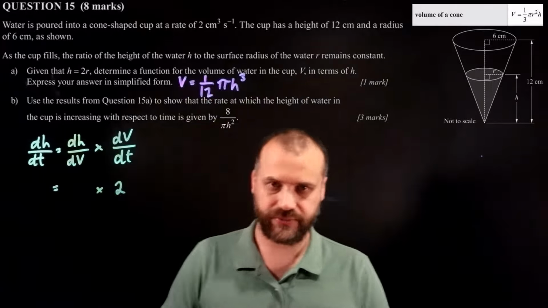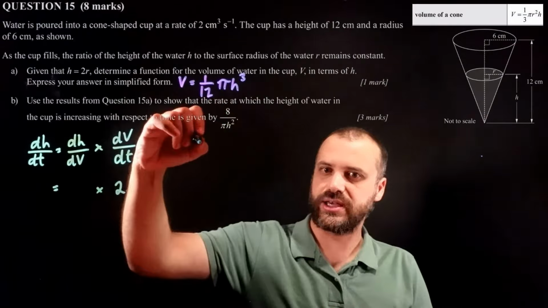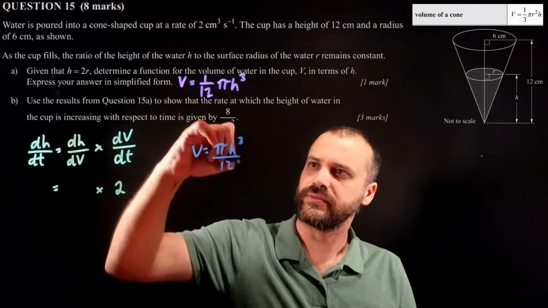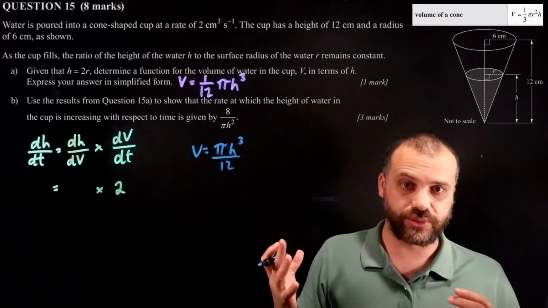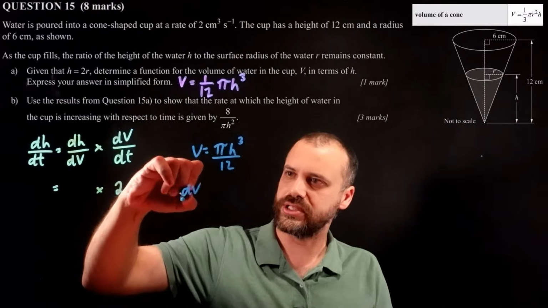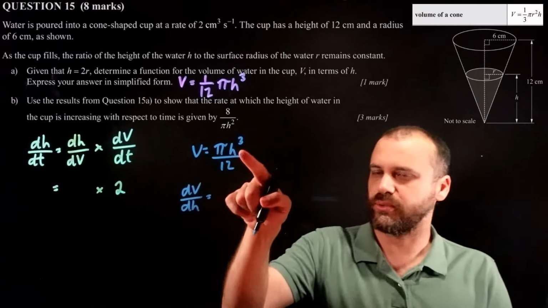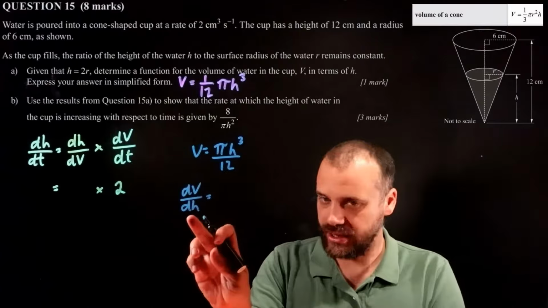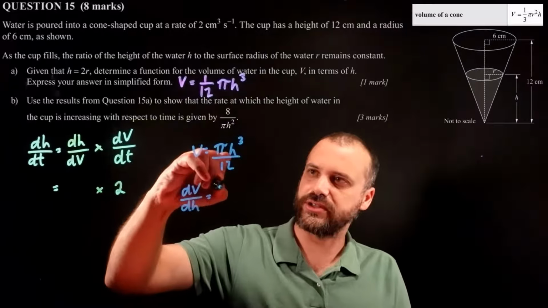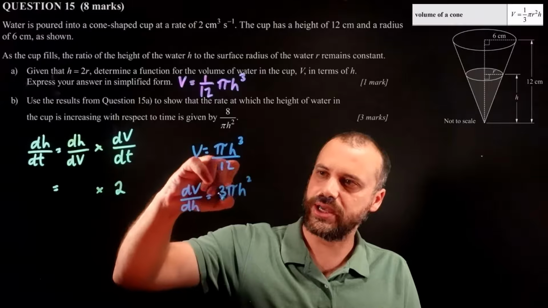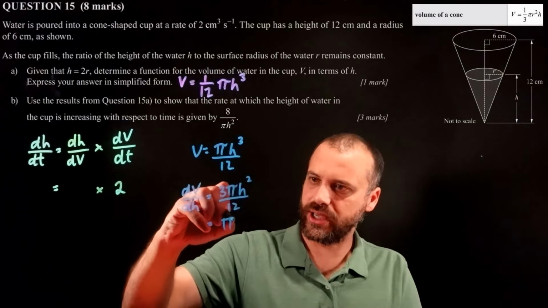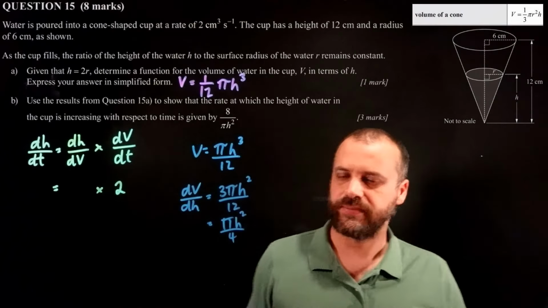Now what we do have is this equation here, V, and I'll just write it a little bit differently just to make my life easier. V equals pi h cubed over 12. Now, we can find the derivative of this, dV dH. Remember, whatever the function is a variable of, like that's going to be our bottom bit. So the 3 comes out the front, 3 pi h squared over 12, which is just 3 and the 12 cancel each other out. We get pi h squared over 4.